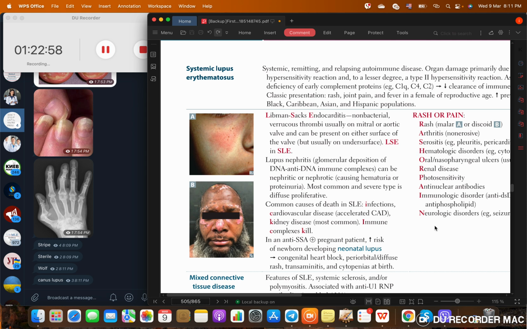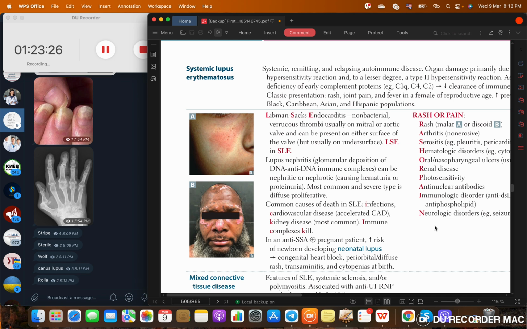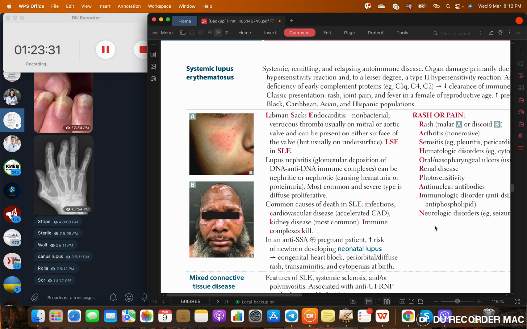Okay, so what else? They say immune complexes are the thing that kills us because they are the ones leading to the organ symptoms. In an anti-SSA, which was seen in the, where did we see anti-SSA, the anti-Ro? Which disease was it in? Remember the dry lady. Sjogren disease, yes.